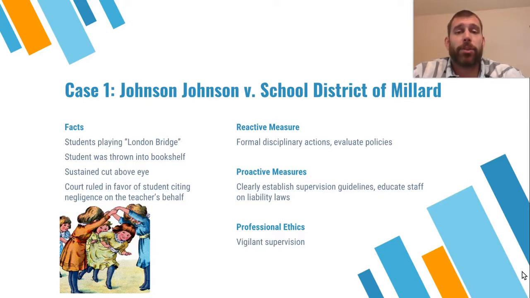For proactive measures, I think there needs to be clearly established supervision expectations, making sure teachers know that they have to keep that eagle eye on their students at all times, especially when we're allowing these types of activities to take place in our classroom. And also educating teachers on the laws for which they're liable to their students. I think they need to know about these laws and hear about previous court rulings, not as a scare tactic, but just a way of bringing awareness to the seriousness of their care for their students. As far as the benefits of professional ethics, again, making sure teachers are being vigilant and keeping an eye on their class is going to minimize any negligence or harm to your students.